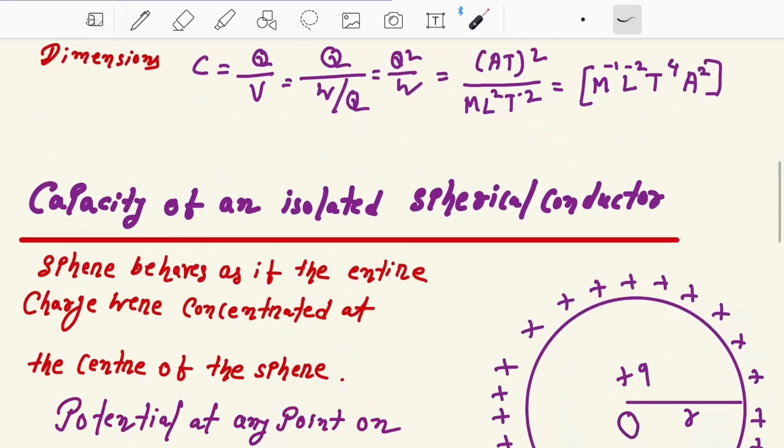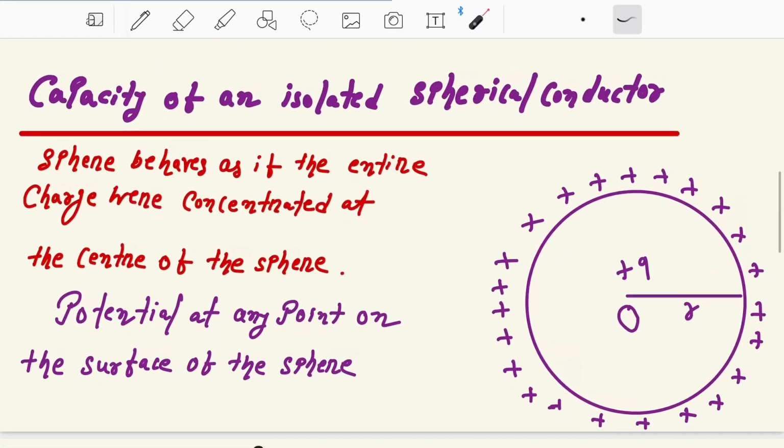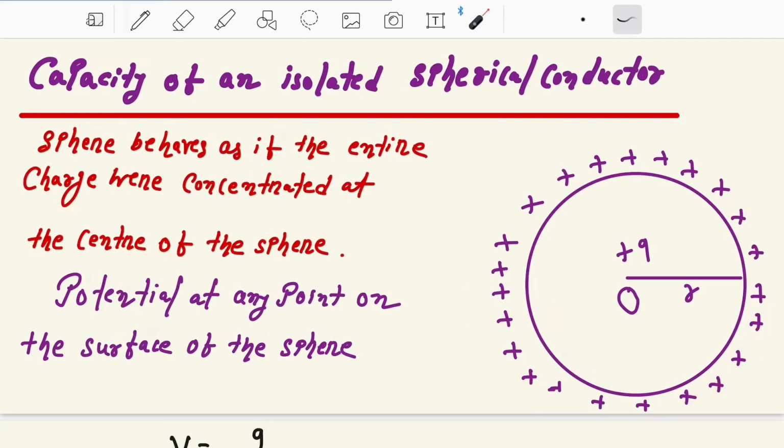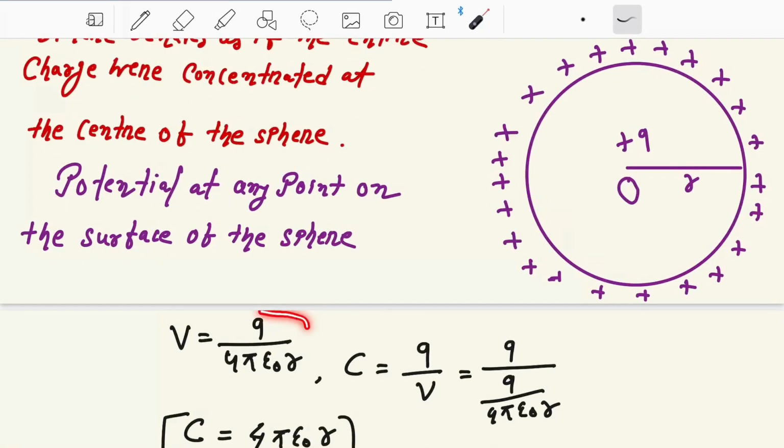Now let's discuss the capacity of an isolated spherical conductor. You can see from the figure this is a sphere, and if you give some charge to the sphere and the charges are uniformly distributed over its surface, its center is O. It looks like the whole charge is concentrated at its center, and suppose the whole charge is plus Q and its radius is R. Then what is the potential at any point of this surface? The potential will be the same, and the expression is Q by 4 pi epsilon R, where Q is the total charge of the sphere.